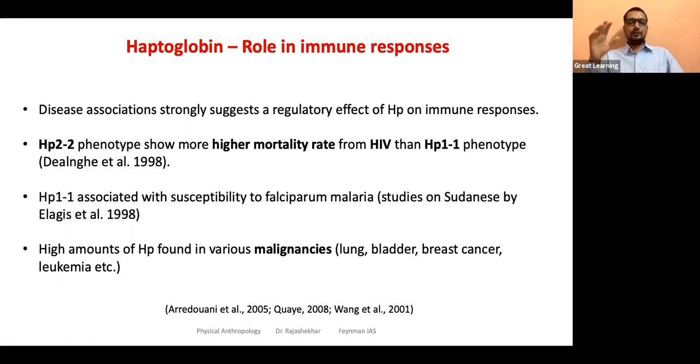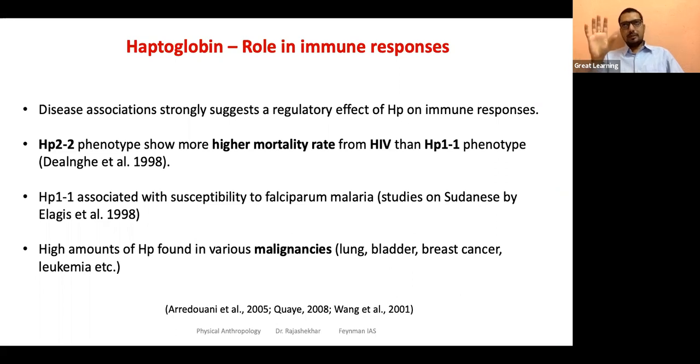So these connections, if we actually figure them out properly, will help us to use haptoglobin polymorphism in connection with the disease condition. So it can help us in studying populations, and especially diagnostics can be done here. So prevention of certain deadly diseases is possible with the help of these types of haptoglobins.